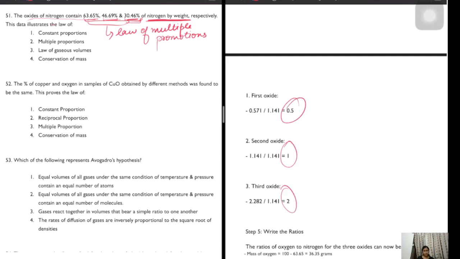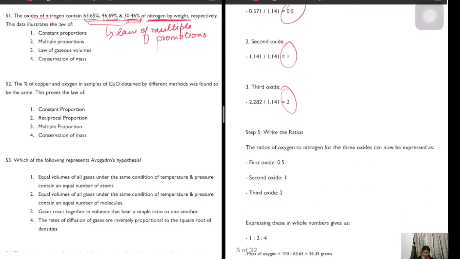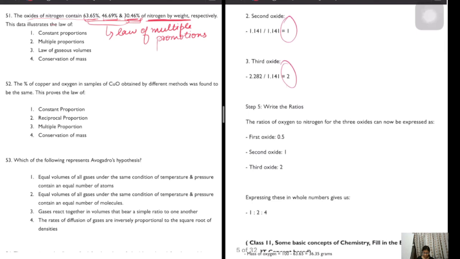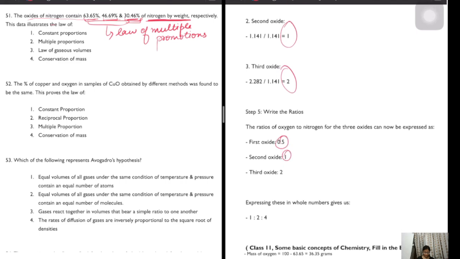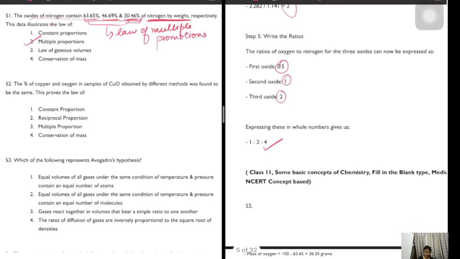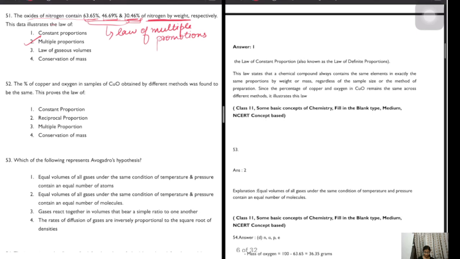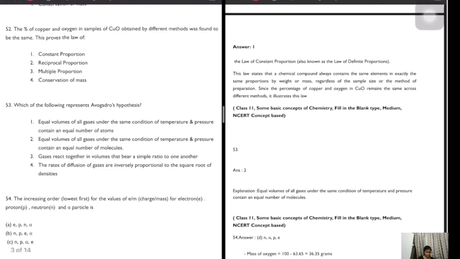1, 0.51 and 2. Now we have to convert this into whole numbers. For that, we will multiply these numbers by 2 because we need the nearest whole number. So we get 1, 2 and 4. Therefore, this is the simplest ratio. So the answer would be multiple proportions. I hope that's clear. Now let's see the next question.